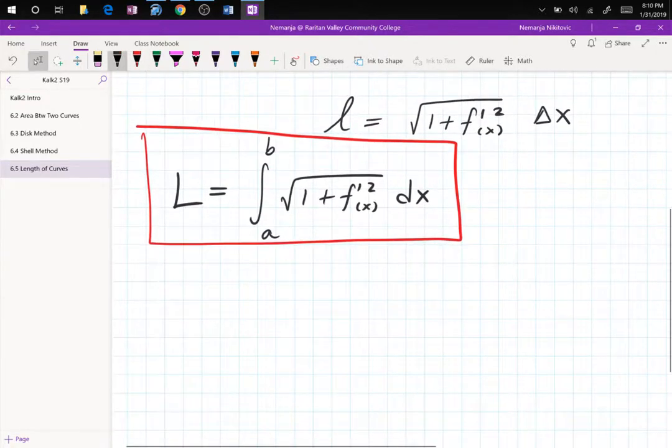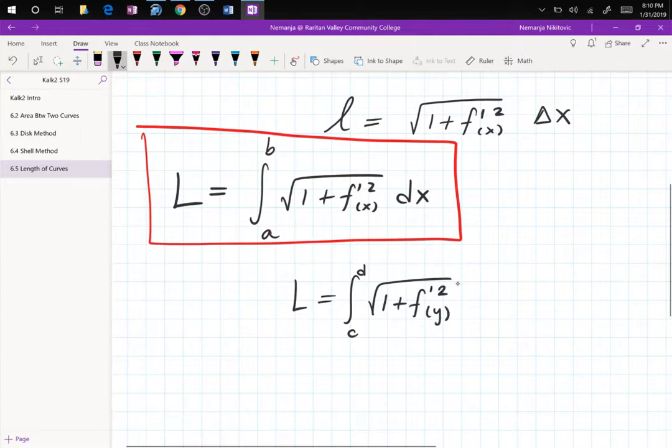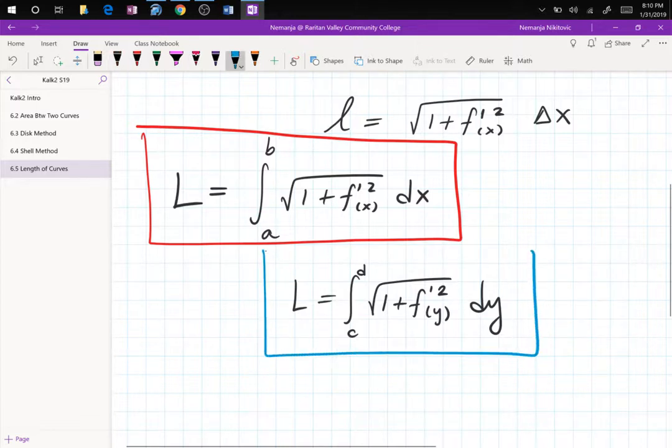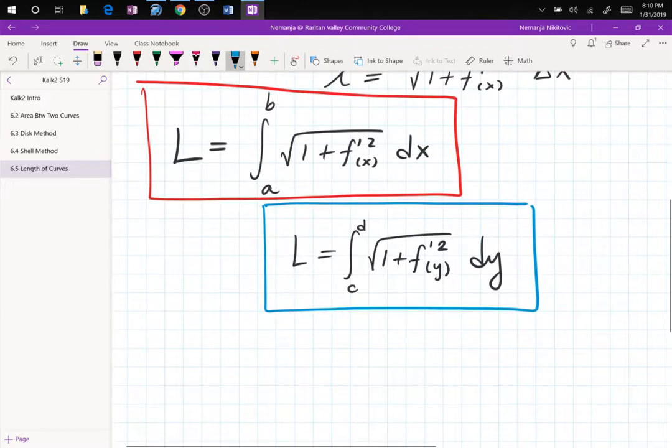There is also the equivalent one for the y direction. So L is equal to the integral from c to d of the square root of 1 plus f prime squared of y dy. So now you have your curves that are given as f of x, and other curves are given as f of y. You have them all.